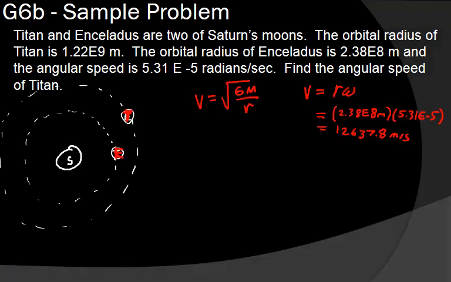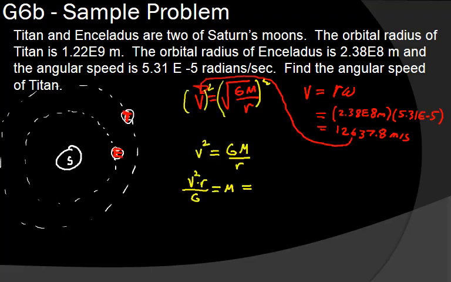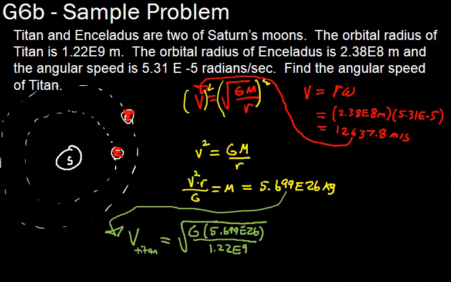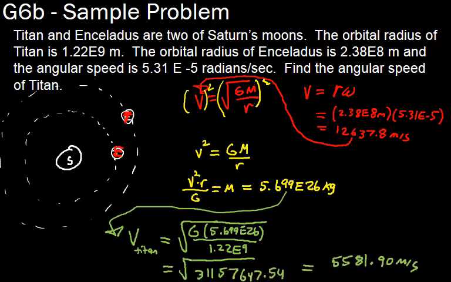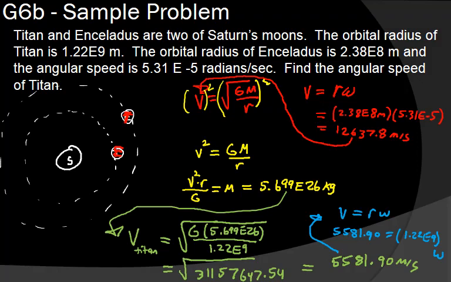Okay, so for this one here, the linear speed we can get from the first one here, from Enceladus. We can place this in here and end up finding what the mass of Saturn is. And once we know that, we can find out what's going on with Titan, and that's the linear speed of Titan. We can calculate the angular speed then in how many radians per second.